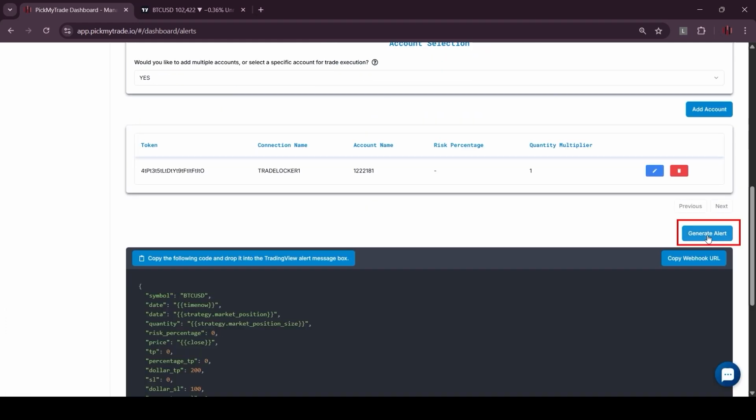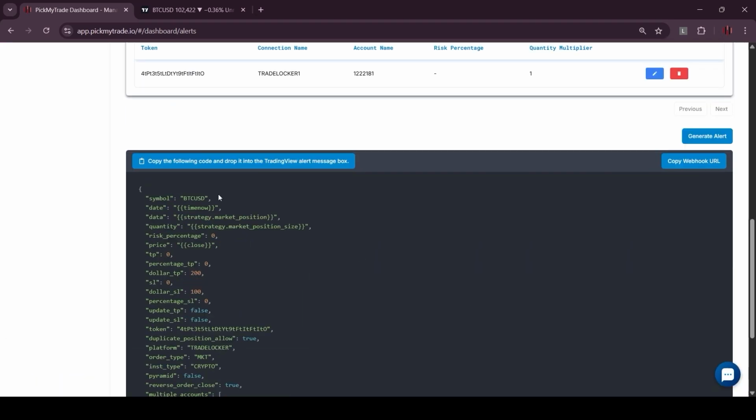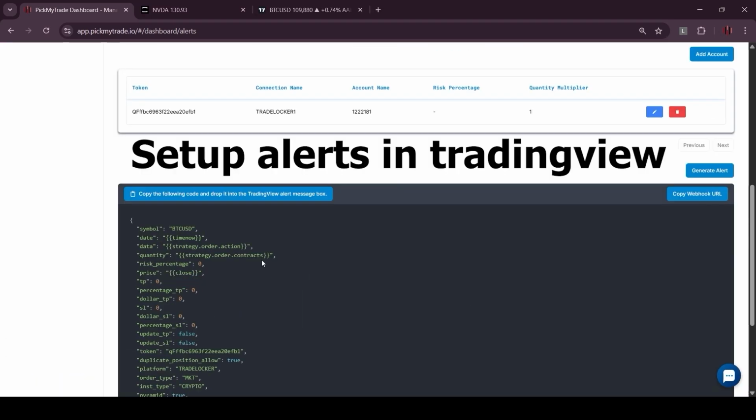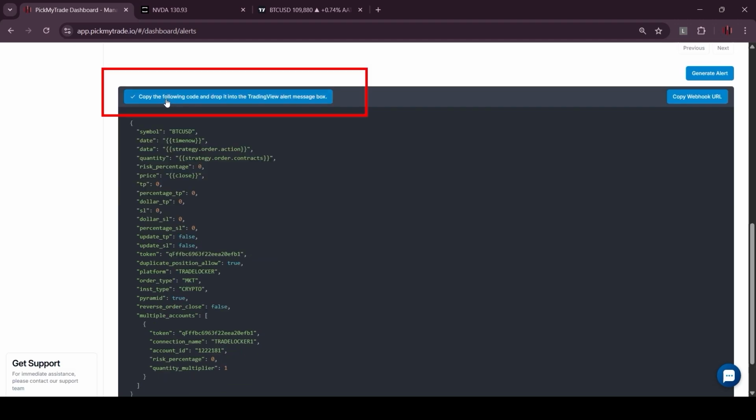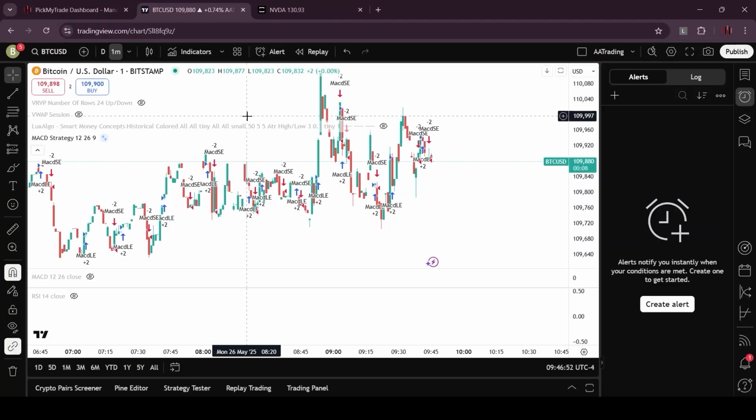And then you can click on Generate Alert. Then you will get this pop-up. So here the alert has been generated. Now we have to set up the alerts in TradingView. So I will copy this JSON from here. Then we will move to TradingView.